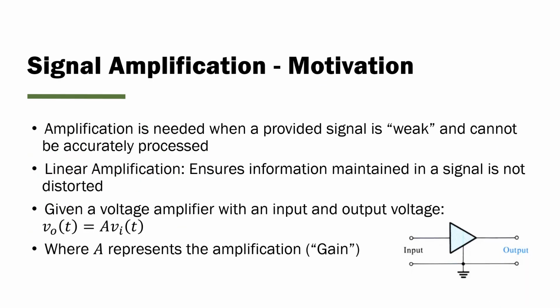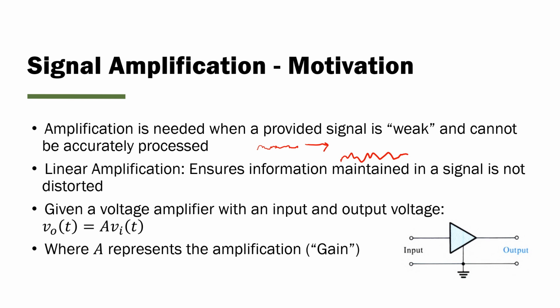Let's begin by discussing signal amplification. What is it, and why do we need it? Amplification is needed when a provided signal is weak and it cannot be accurately processed. Maybe I have some weak AC signal going on, and I'm trying to process this. I can use linear amplification to amplify the magnitude of that signal without actually changing it. This ensures that when I go to process this signal, the information is maintained and it is not distorted.